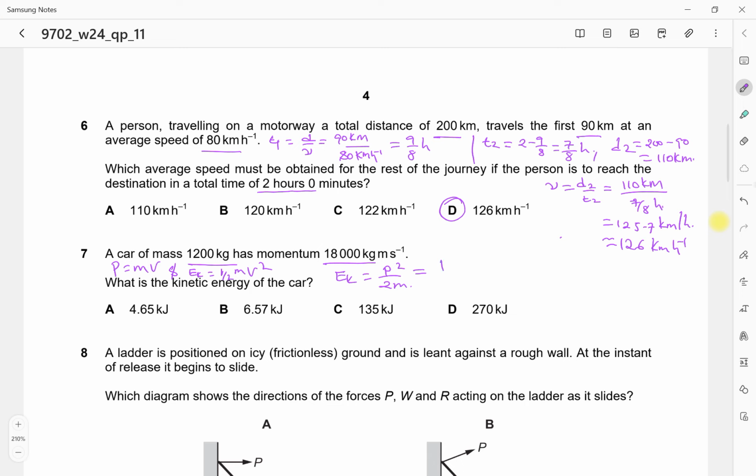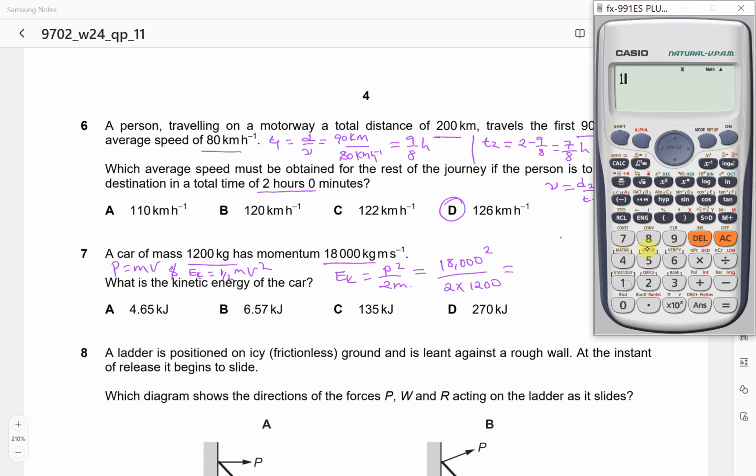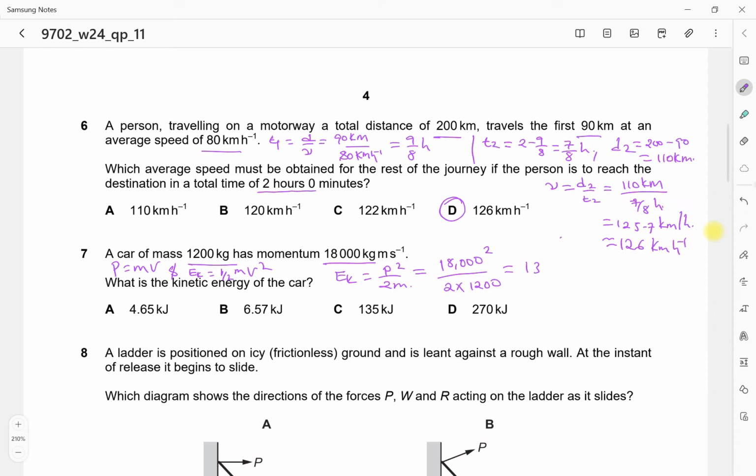So I'm just going to substitute in this equation. Momentum is 18,000, but it should be squared, divided by 2 times the mass, which is 1200. I'll check my calculator. 18,000 squared divided by 2 times 1200. So that's 135,000 joules. And 135,000 joules is the same as 135 kilojoules. So the answer is C.